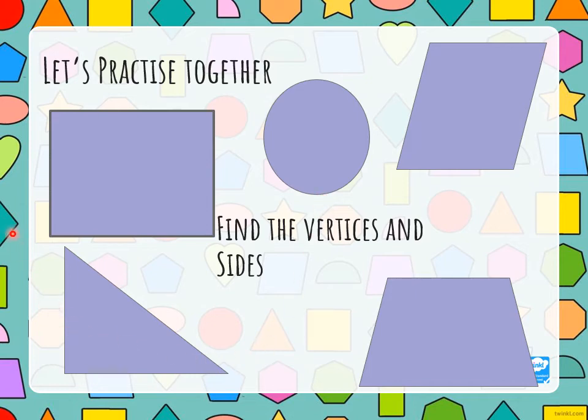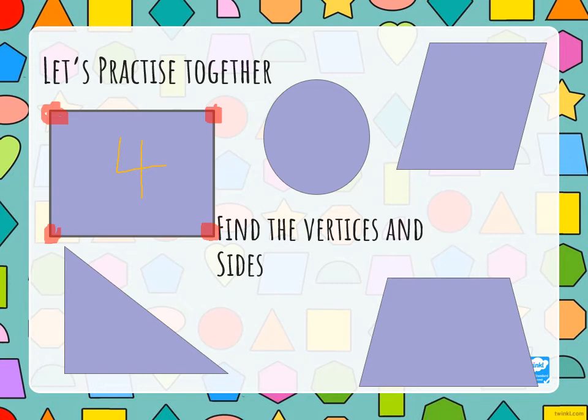Then let's take a look at our square. So our square has 1, 2, 3, 4 straight lines. So we can write 4 for 4 straight lines, and then we can find the vertices where each of those straight lines meet. And so our answer for vertices is also 4.